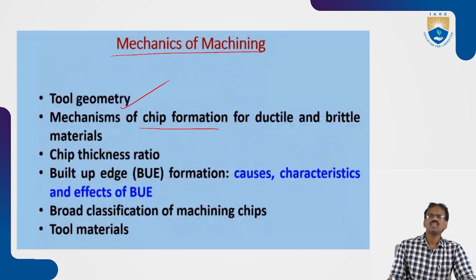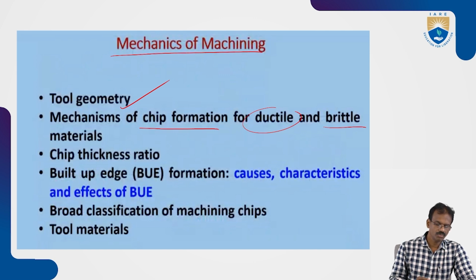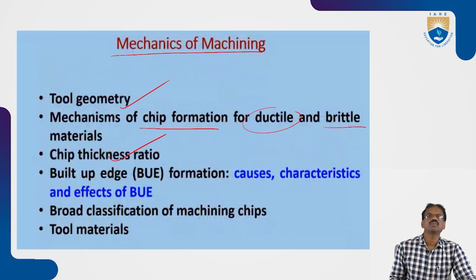Okay. So we'll see that for ductile materials, continuous chip formation occurs. For brittle materials, segments of chips are formed. We'll see the importance of those things also. Next, the chip thickness ratio: what is the chip thickness ratio, and what is its value. Next, build up edges also.